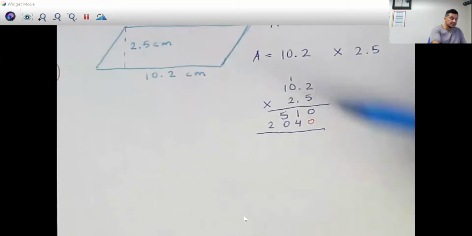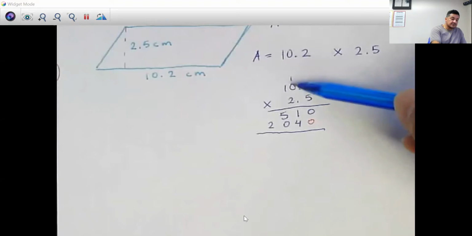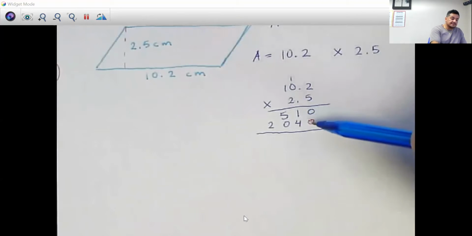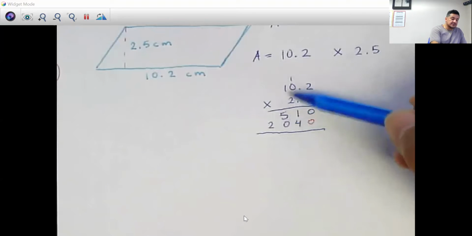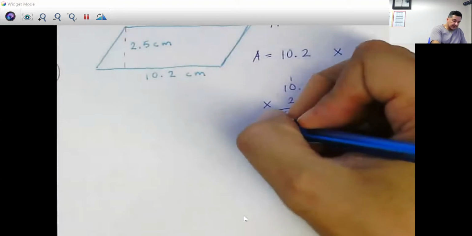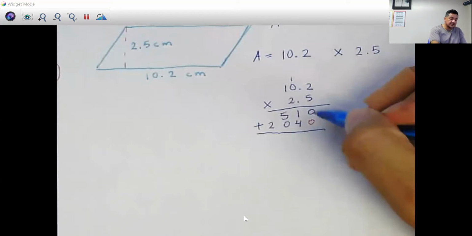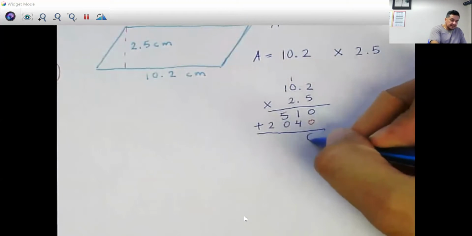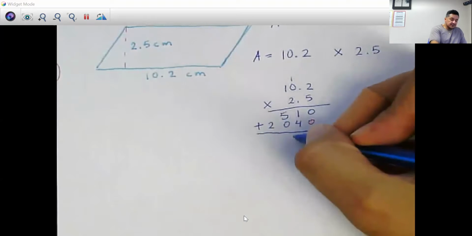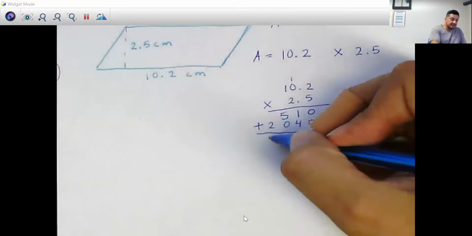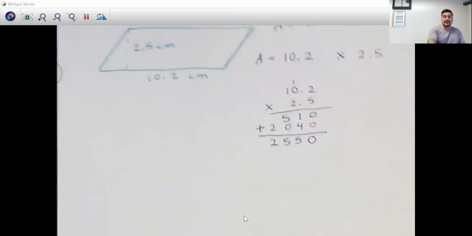Okay, let's double check our work though. Okay, 5 times 2 is 10, 0, carry the 1, 5 times 0 is 0, plus 1 is 1, 5 times 1 is 5, okay, 0, 2 times 2 is 4, 2 times 0 is 0, and 2 times 1 is 2. Okay, great. So double checked our work, looking good. Let's go ahead and add these things. Okay, so 0 plus 0 is 0. 1 plus 4 is 5. 5 plus 0 is 5. And we just bring down the 2 because there's nothing to add to that.